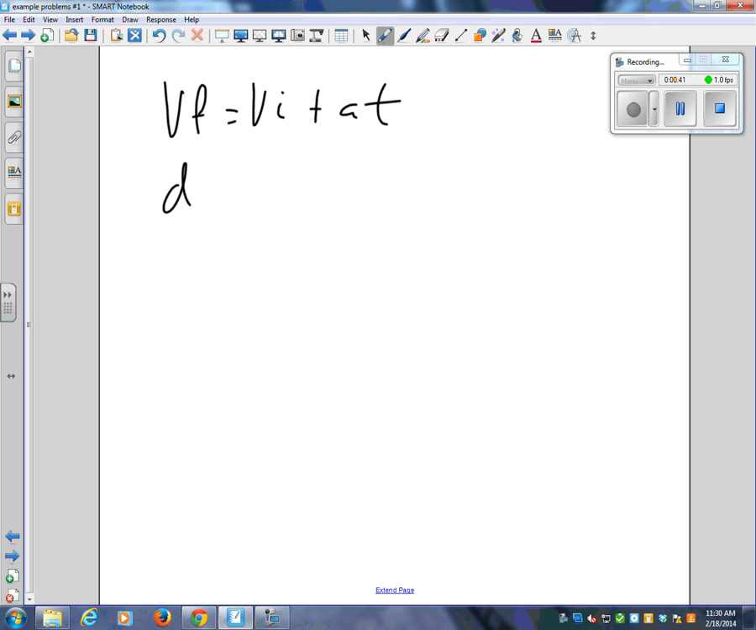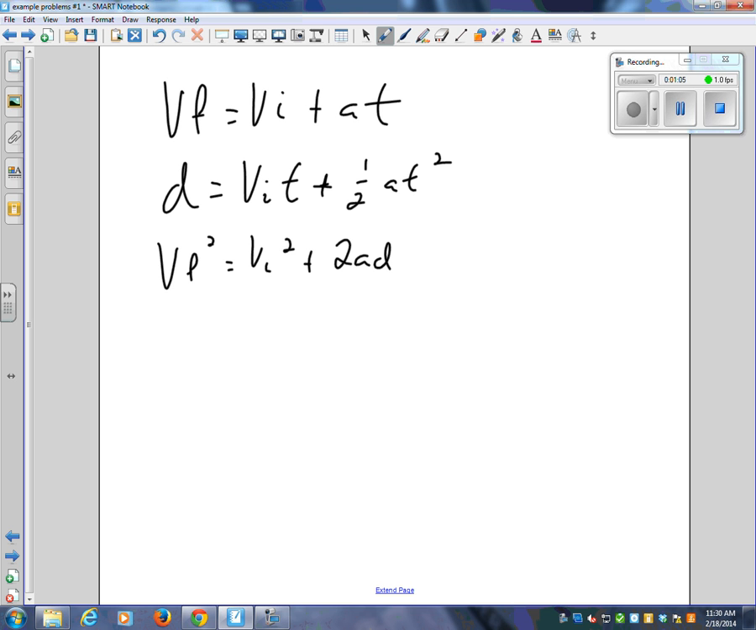We also have D equals VIT plus 1/2 AT squared, where D is the displacement, VI is the initial velocity, T is the time, A is the acceleration, and so on, right? And then the last one, my favorite, VF squared equals VI squared plus 2AD. Right? So those were the three that we derived on, was it Friday? Yeah, Friday. Okay, so now we're going to apply those to these questions here.